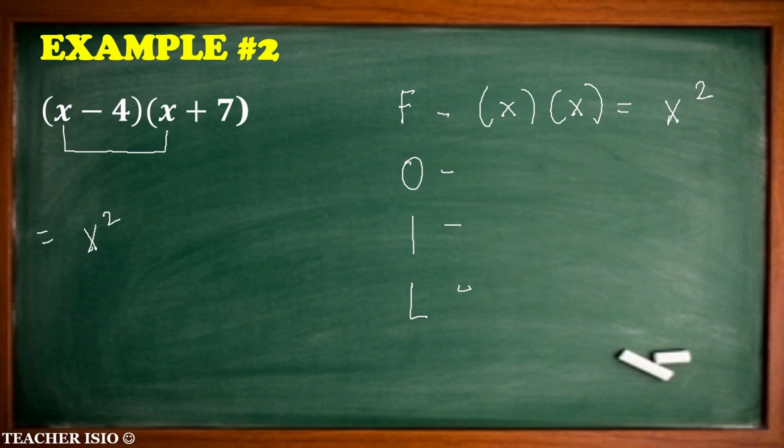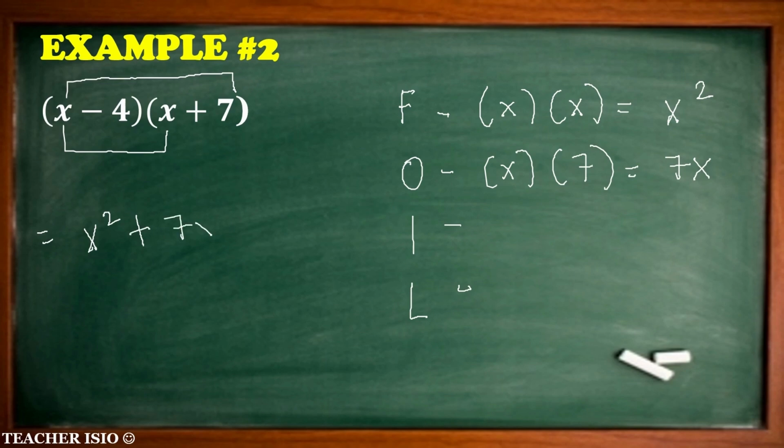Next, let's have O, outer. Ang outer dyan, we have x and 7. So, we have x times 7. So, x times 7, we have 7x. Since positive ito, the operation is addition. So, plus 7x.